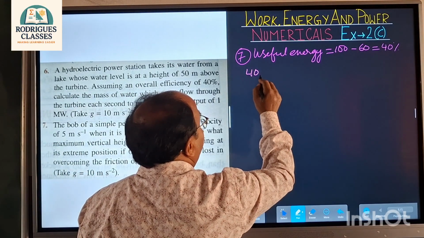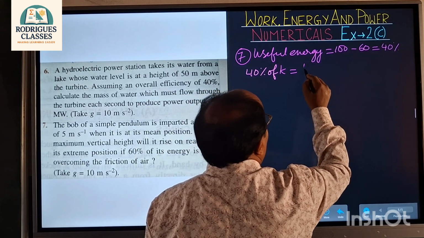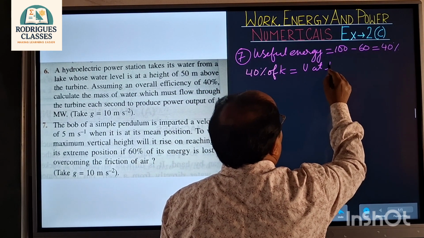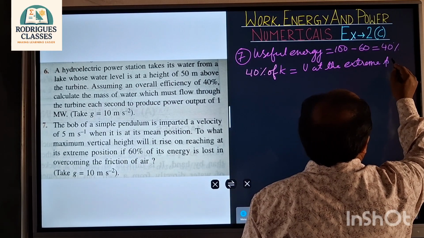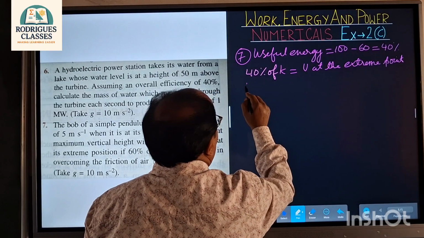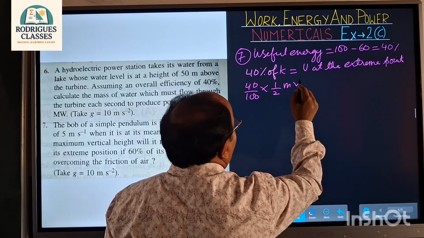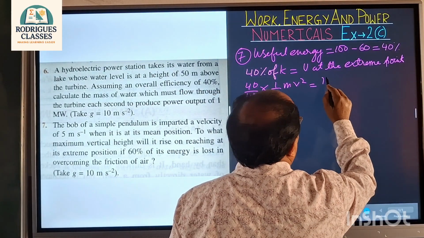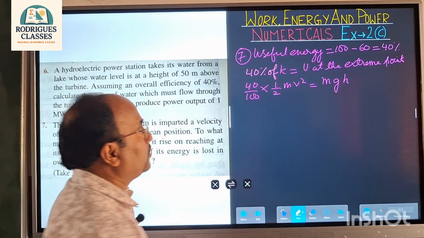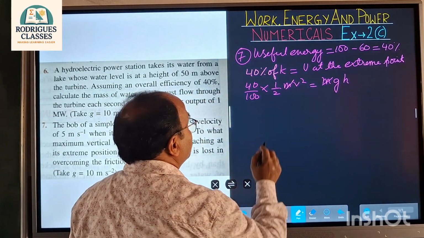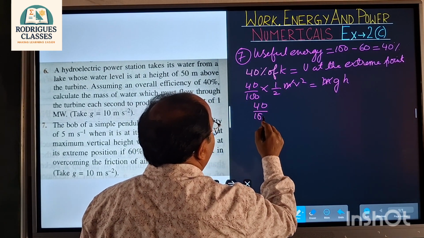So I will write here 40% of kinetic energy will be equal to the potential energy at the extreme point. So now, 40 by 100 into kinetic energy, half m v square, and then here mgh. Remember, it is the same pendulum bob, so the mass is going to remain the same. So let us cancel out this mass. And so we need to find the h value. So let me put down the values first.